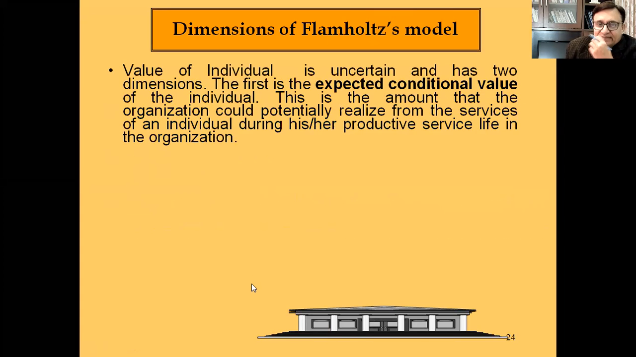Flamholtz said that the value of an individual is uncertain and has two dimensions. First is the expected conditional value of the individual. That is the amount of services the organization could potentially realize from the services of the individual during his productive service life in the organization. Expected conditional value means how many years he is going to stay with the organization, what kind of services he is going to render, and what is going to be realized from the services of that individual in the organization.